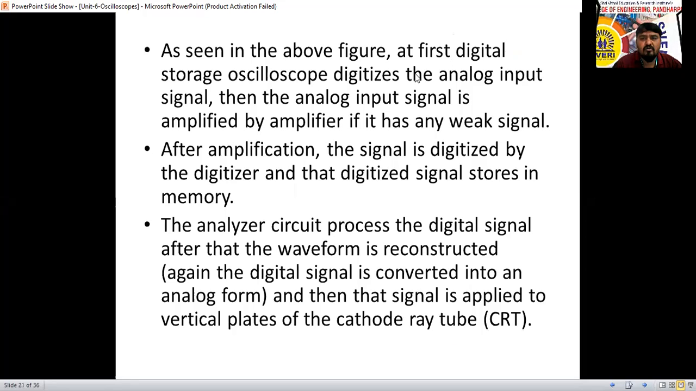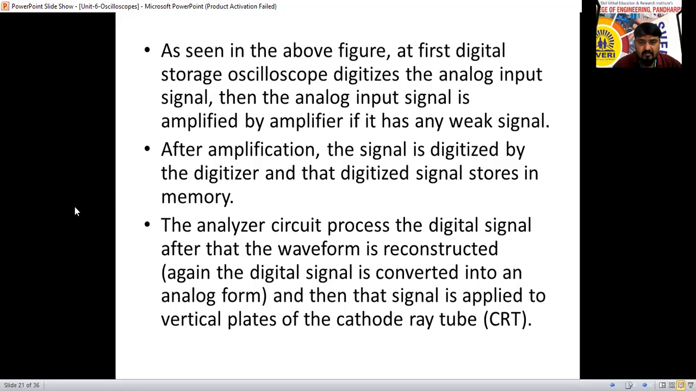So at first, the digital storage oscilloscope digitizes the value. It is going to convert the analog input signal to digital. Whatever input signal is given as analog is converted into digital. Then the analog input signal is amplified by the amplifier, that is, a small signal is made into a bigger value.